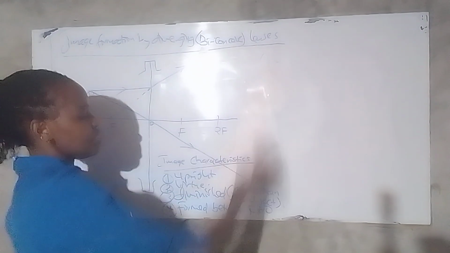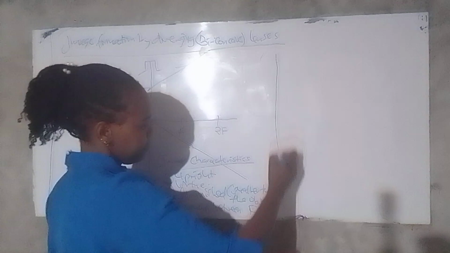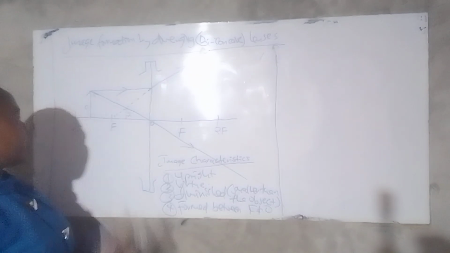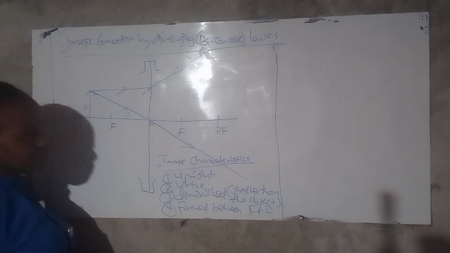Now we can choose, just for clarity, another point. Okay, let's choose maybe an object behind 2F.